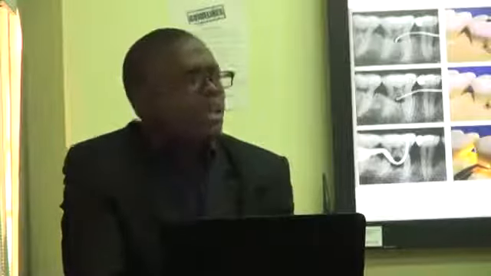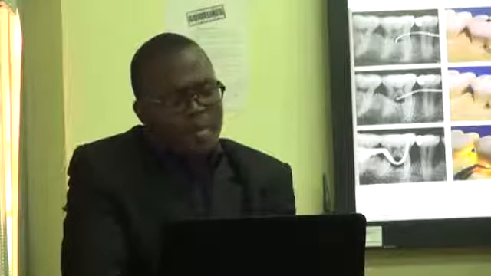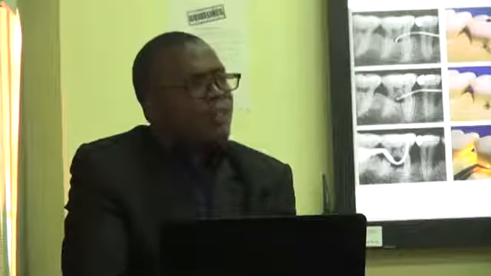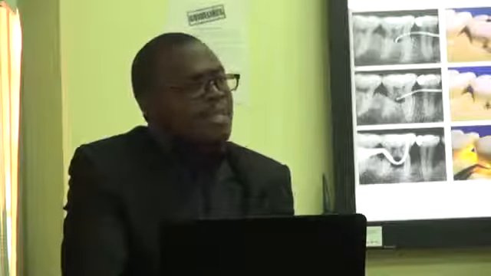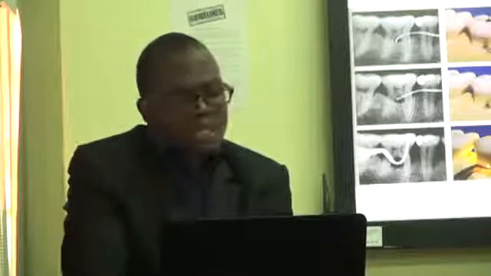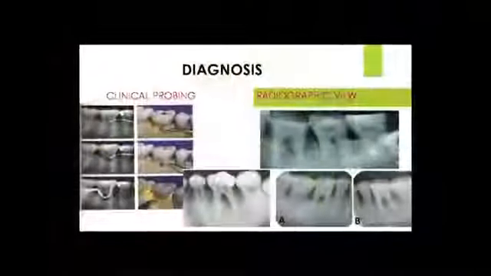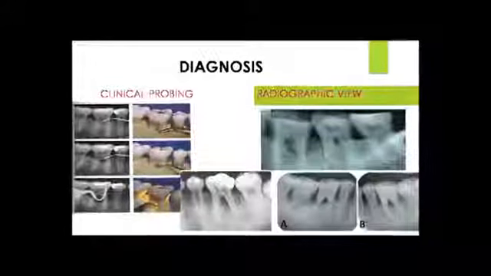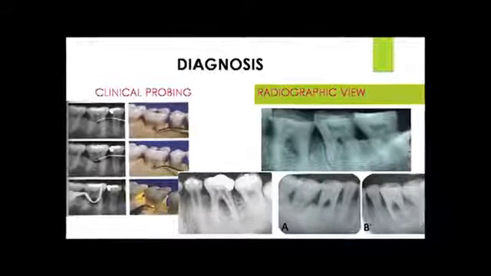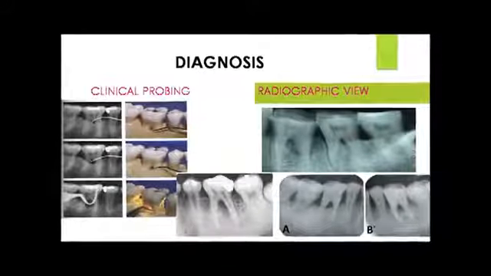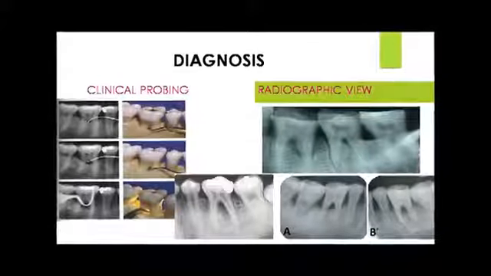And the other obvious one is the radiograph. I've always emphasized that when you take a patient's radiograph, you harness as much information as you can from it. For example, in this radiograph, we can see some shapes of bone loss. Some are in between the roots, some are on one surface.